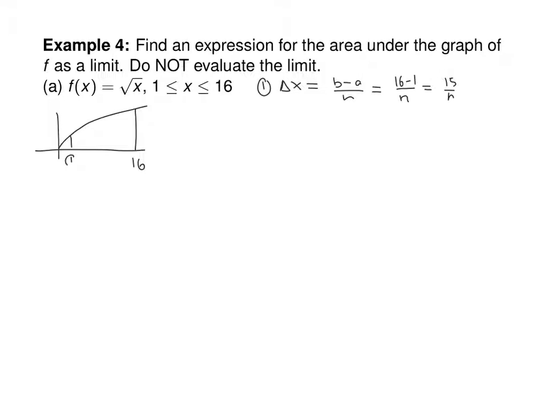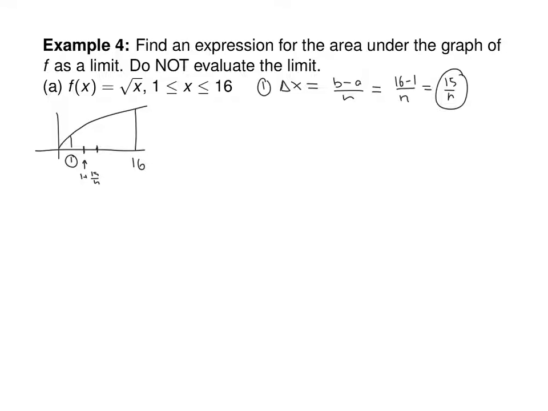So then if this point is 1, what is the next point? Not 2. If you add on this little bit, this point there is 1 plus 15 over n. Does that make sense? In our previous problem, we had 0, and then 0 plus 1 over n was 1 over n. So it's 15 over n past the 1.